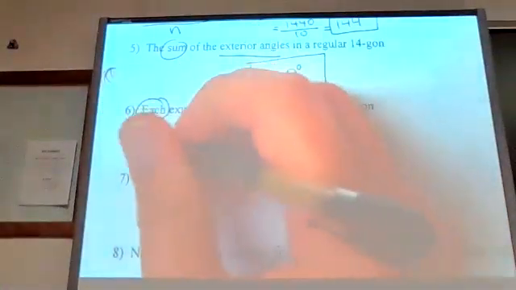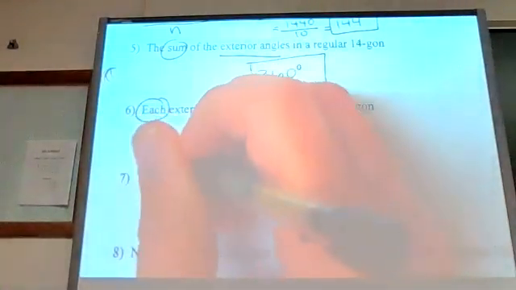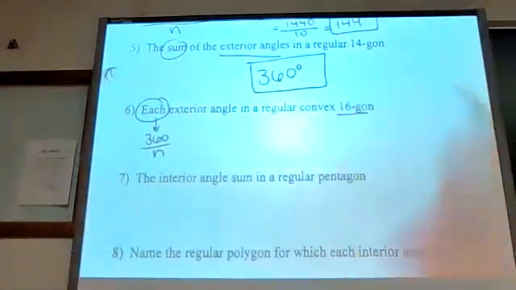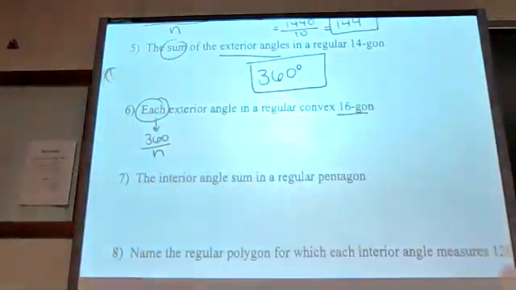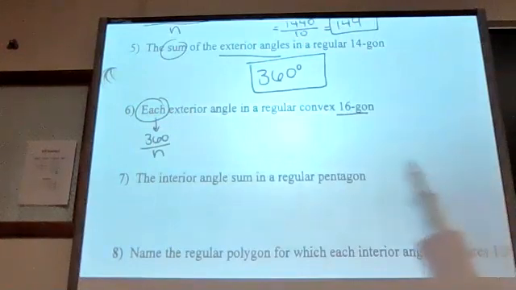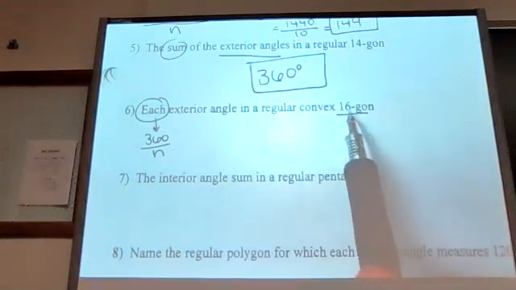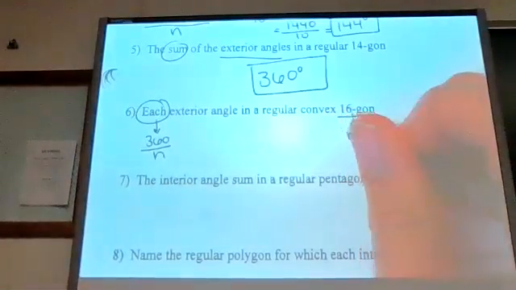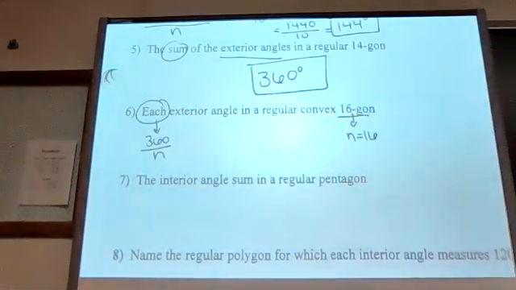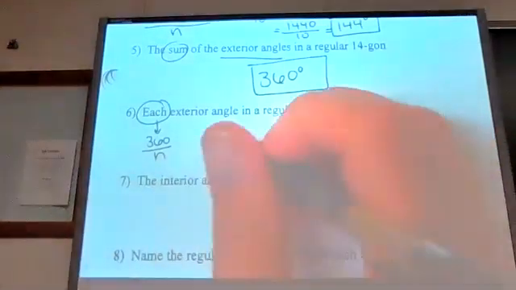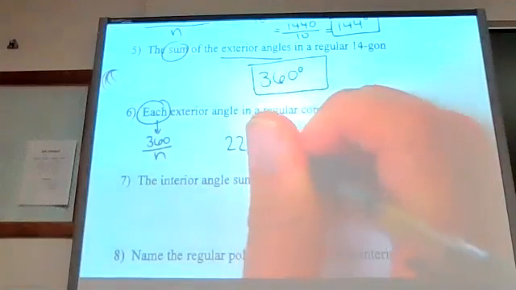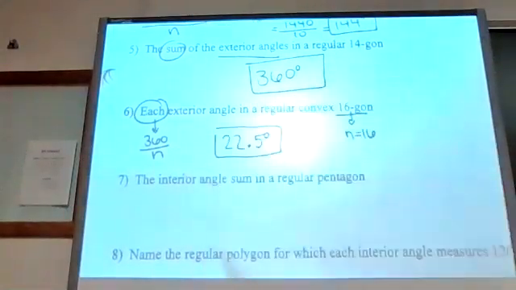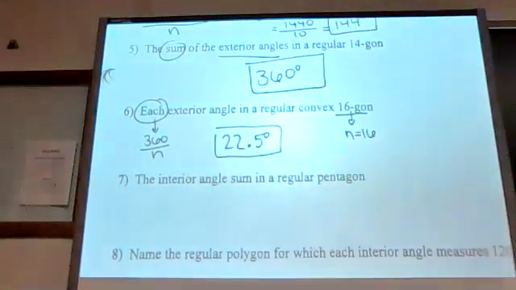Each exterior angle, so not the sum, but each, we would do 360 divided by our number of sides. And this time it just tells us a 16-gon. So instead of having a special name like hexagon, octagon, decagon, we're just told that this has 16 sides. 16-gon means I have a 16-sided figure. So I take the 360 and I divide it by 16, gives me 22.5 degrees. That one is a decimal.